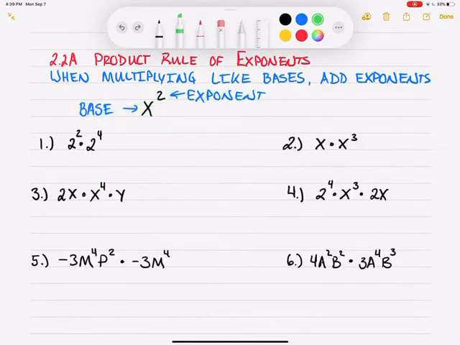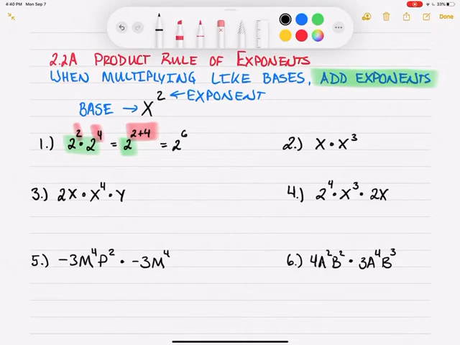In example 1, we have 2 squared times 2 to the 4th. Our bases are both 2, which means when I'm simplifying this, this becomes 2 to the 2 plus 4 power, because when I multiply like bases, I add my exponents. The base doesn't change. 2 times 2 does not become 4. We're just keeping our base the exact same. It's still 2, and then I take my exponents, which are 2 and 4, and I add them. So this becomes 2 to the 2 plus 4 power, which is 6.